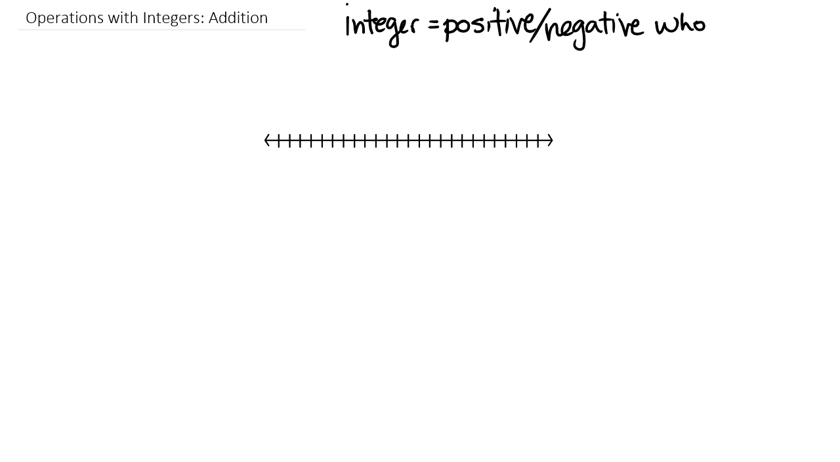And so we're going to look at two methods of how we can add integers together. So let's say we have a number line here. This will be our first method, using a number line. We'll just go out to 6 and then we'll go to -6.